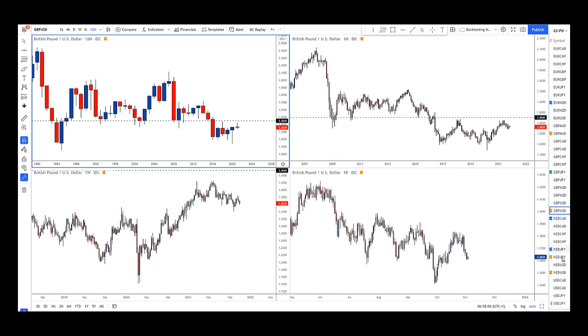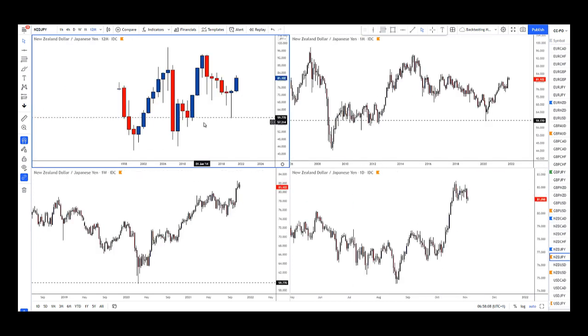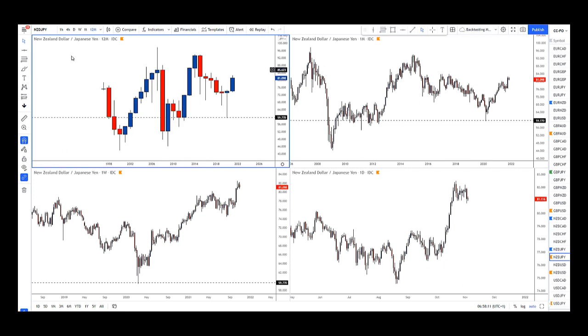So let's just cover a couple more trades. Look at this beauty. This is Kiwi-Yen. Would you agree that this is a smashing support level? Well, yes, of course it is.